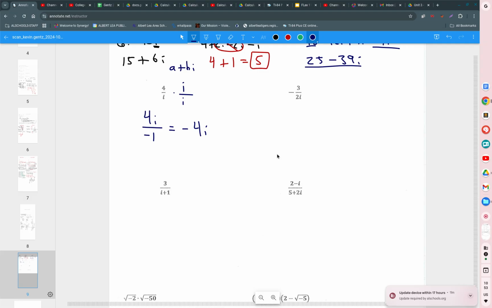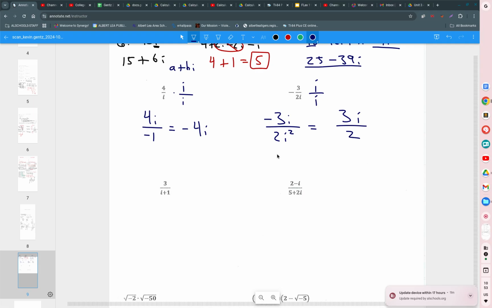For the next one, some people multiply top and bottom by 2i. You don't need to multiply by 2i, just multiply by i. I don't care if there's a 2 in the denominator. I care that there's an i in the denominator. And I get a negative 3i squared, a negative 3i in the top. And the bottom I get a 2i squared. The i squared becomes negative, which will cancel the negative in the top, and so I have 3i over 2.